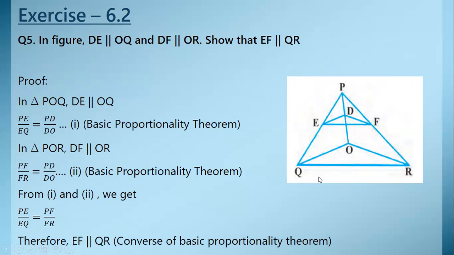The sides are proportional, so obviously EF is going to be parallel to QR by using the converse of the basic proportionality theorem. So in this question, we are using the basic proportionality theorem 2 times and then we are using the converse once in order to prove that on the third face also EF is parallel to QR.